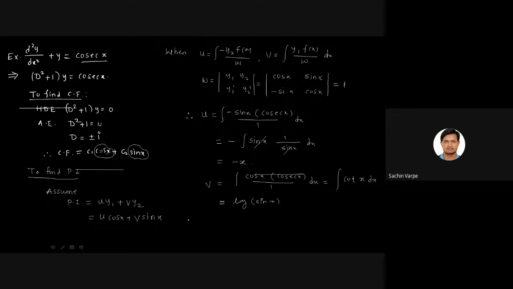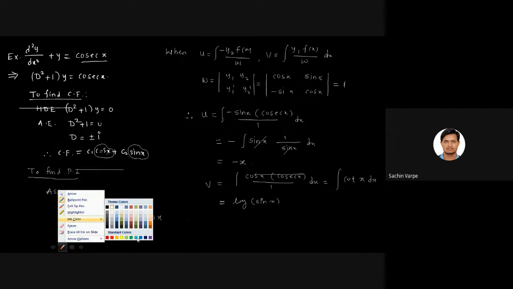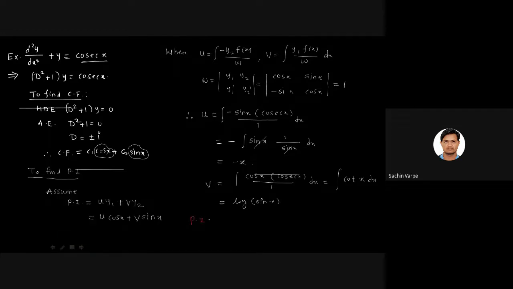So with this u and v, our final particular integral becomes u y1 plus v y2, where u is minus x, so minus x cos x, plus v, which is log of sin x, so sin x log of sin x. So this is the particular integral by the method of variation of parameter. Is this clear to everyone? Any doubt? You can ask if any doubt.